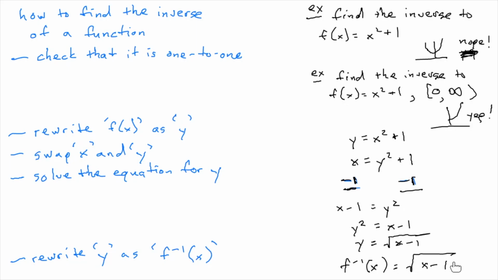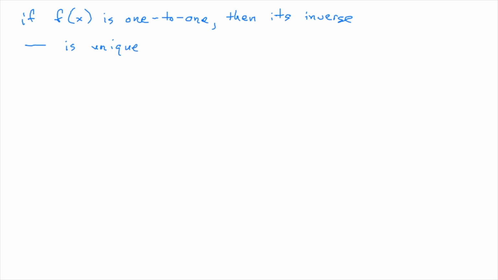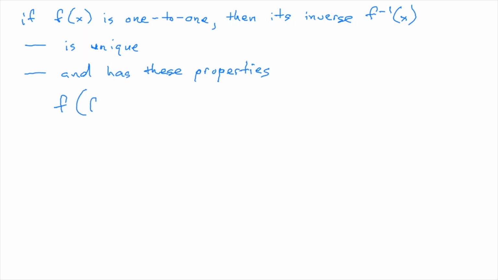And in fact, we can generalize that. Fun fact to know and tell. If f of x is 1 to 1, then its inverse is unique. There's only one inverse. It's not like there's 3 different inverses. Nope, there's one. And it has these interesting properties. You don't have to say interesting, but they're kind of interesting. f of f inverse of x equals x. And similarly, f inverse acting on f of x equals x.